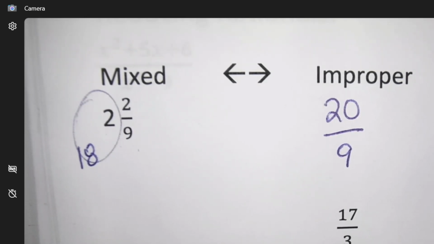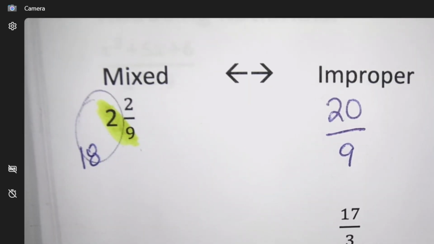So you have 2 entire pies with 9 slices, which is 18. And then on the last pie you're going to take 2 pieces, but you're still going to leave the 9.